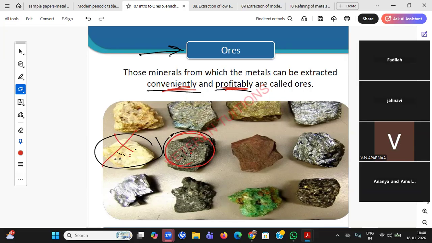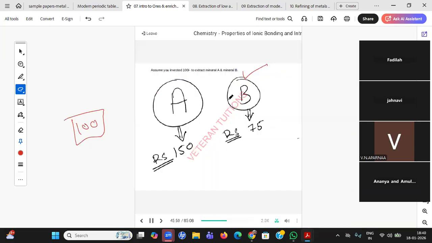So from this one I got it: it cost me 75 rupees, I sold it for 100 rupees, so 25 rupees is the profit. But here, if I sell it for the same 100 rupees, I'm at a loss. So material A is not an ore, it's purely a mineral. Material B is a mineral and also an ore. Understood, Jahnavi? The meaning?